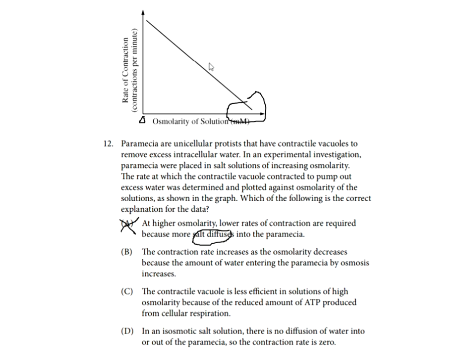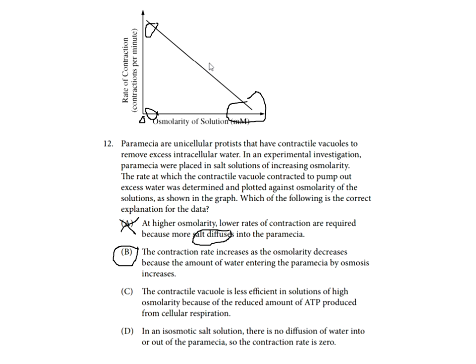Okay, then we look at B. The contraction rate increases as the osmolarity decreases. So osmolarity decreases down here and the contraction rate is up here. So that's correct so far. At the lower osmolarity, we do have an increase in the contractions because the amount of water entering the paramecium by osmosis increases. So it is the movement of water and it's entering. That is correct. So B is the correct answer.